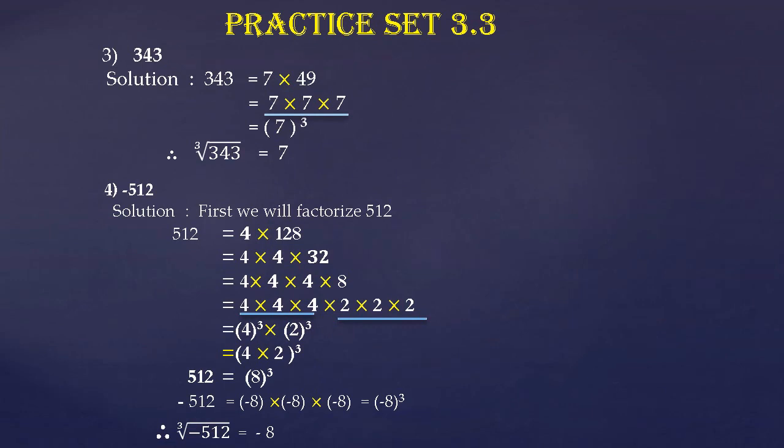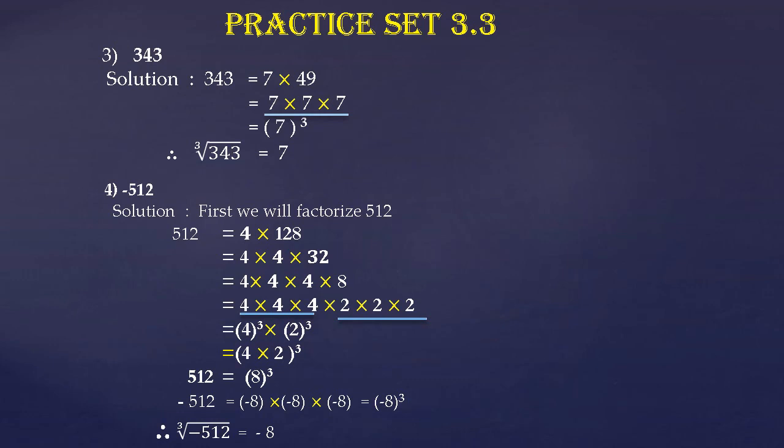Question number 3. Find the cube root of 343. Solution. 343 is equal to 7 into 49. 49 can be further divided into 7 into 7. Therefore, 343 is equal to 7 into 7 into 7, which is equal to 7 cube. Therefore, the cube root of 343 is equal to 7.